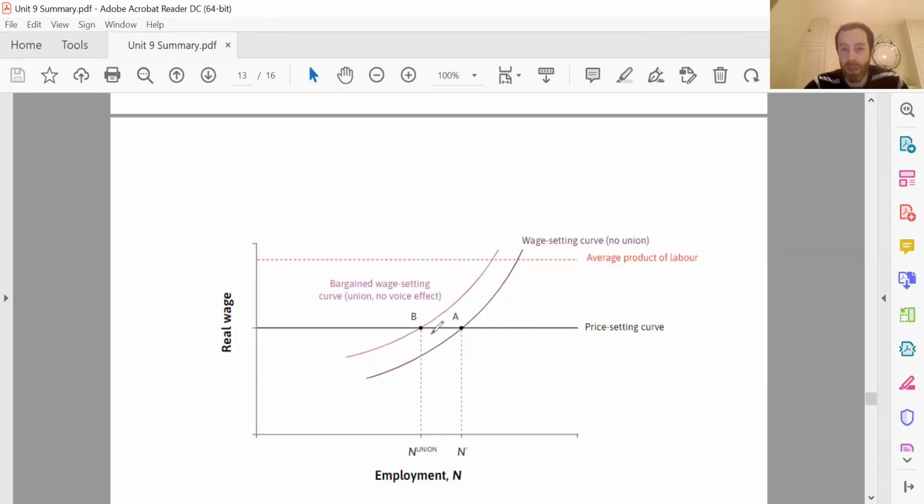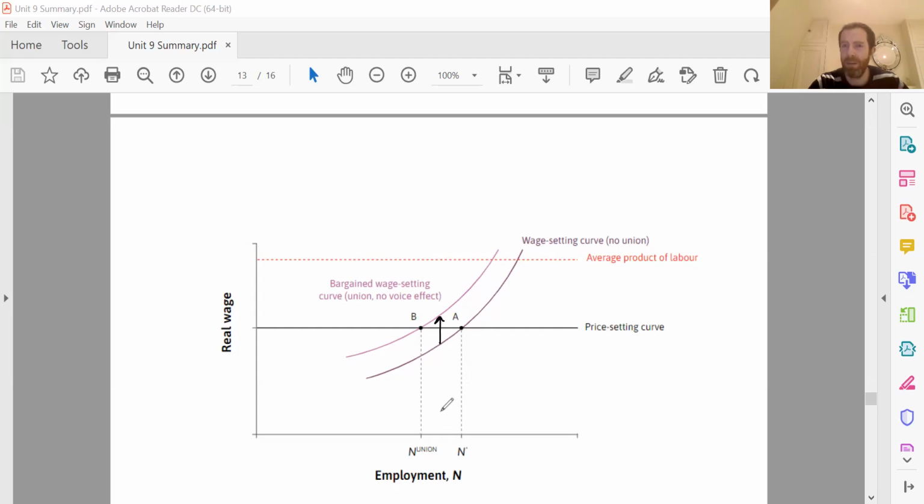So what does that mean? Well, you can see it means that the wage setting curve has shifted upwards. Now, if the price setting curve hasn't changed, if real wages are still the same, we can see that the equilibrium is no longer at A, it's at B. And so what's happened in this equilibrium? Well, in fact, real wages have stayed the same, but there is now a lower level of employment. The introduction of a union has not had an effect on real wages. They're still the same. All it's done is decrease the level of employment.